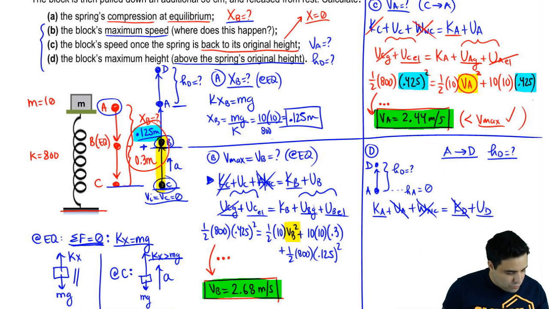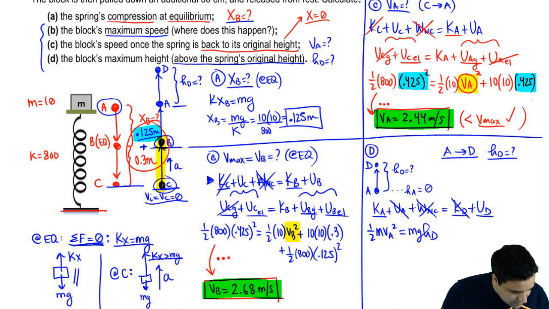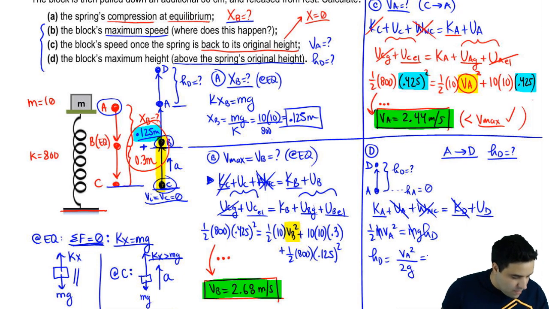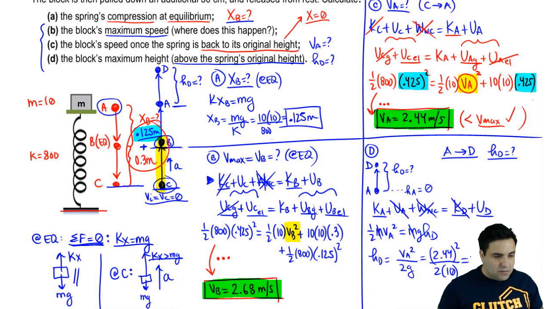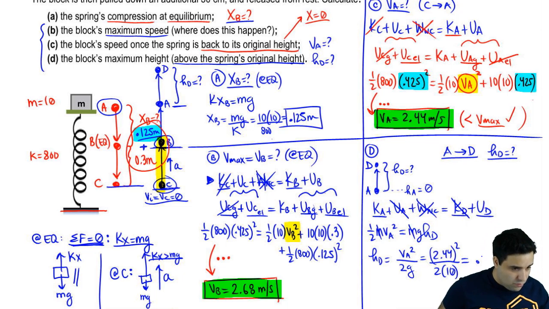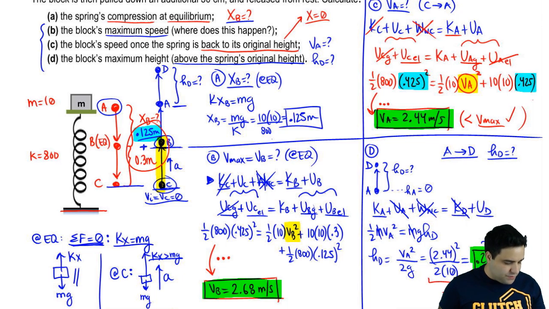So I have K_A equals U_gravitational at D. So this is one half m v squared equals m g h_D. The masses cancel, and then h_D is v_A squared over 2g. And v_A is 2.44 squared divided by 2 times 10. I actually didn't calculate this number in advance. Just a second. But it should be 0.295. I could be off by a little bit. You can do this on your calculator. Again, the most important part was getting right before this point here. If you got here, then it's just a matter of plugging into the calculator.